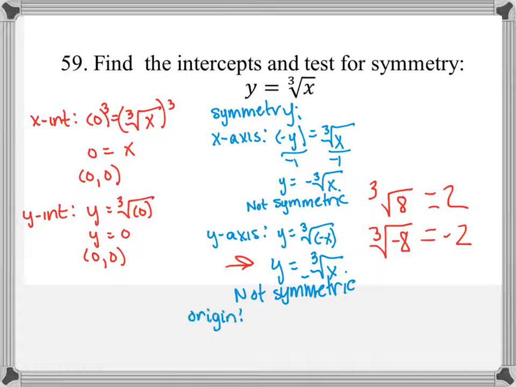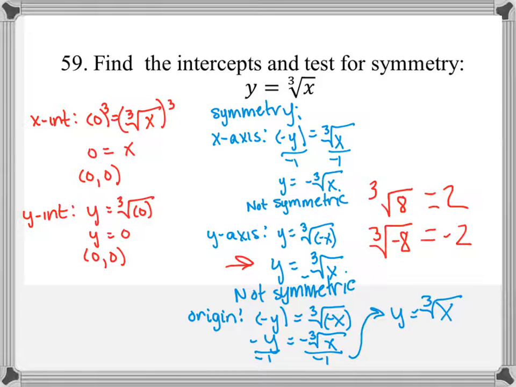Let's check the origin. So we are substituting in both the opposite of y and the opposite of x. We have the opposite of y equals negative cube root of x. Divide both sides by -1. y equals the cube root of x, which is the same equation that we started with. So this equation is symmetric with respect to the origin.